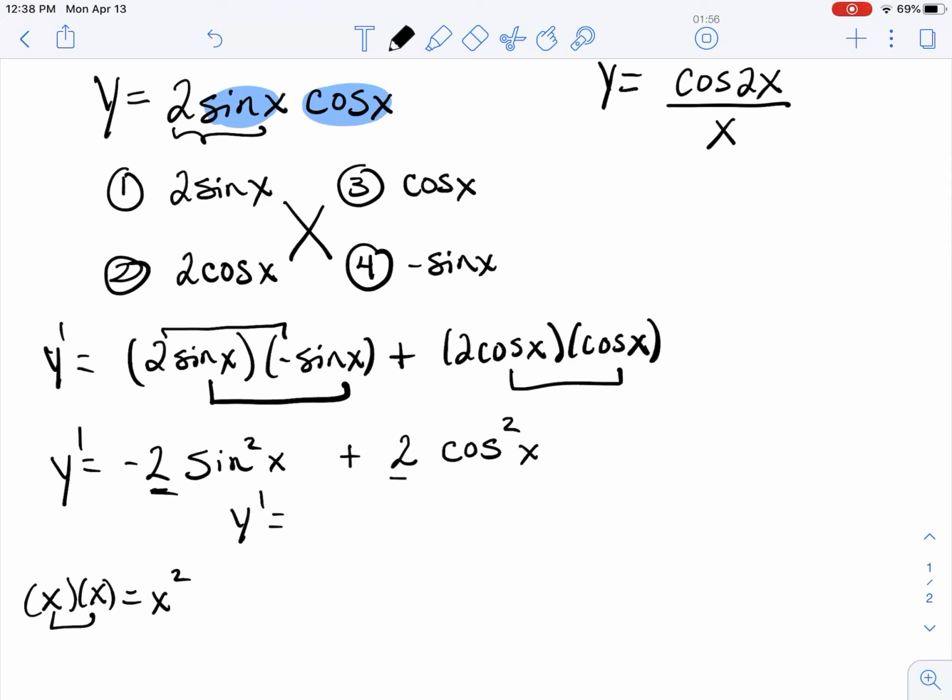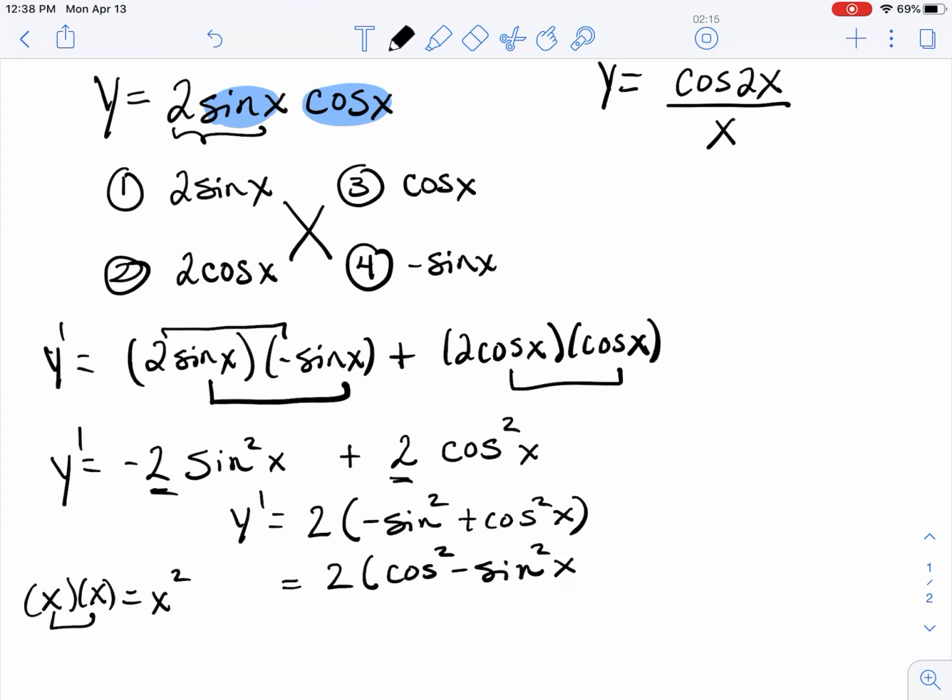And if you wanted to, you could factor out that 2. And if it's bothering you that that negative is first, you could rewrite it like this. But that would be an example of the product rule with the sine and cos derivatives.